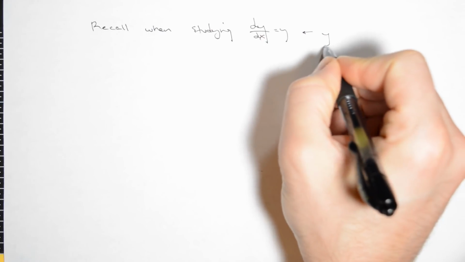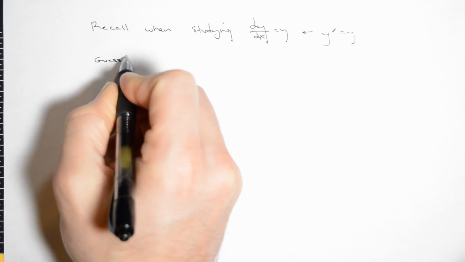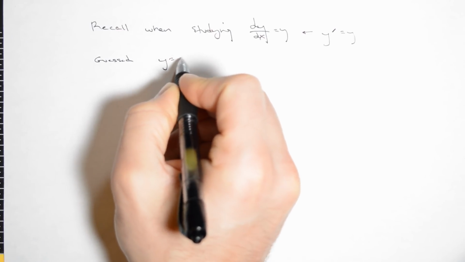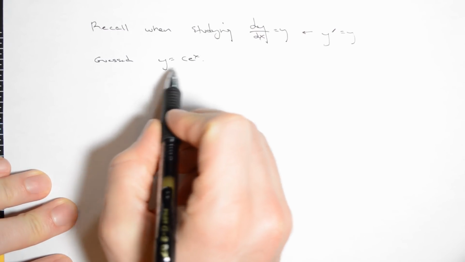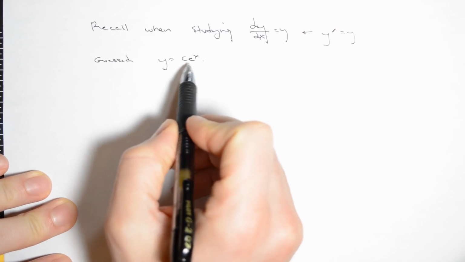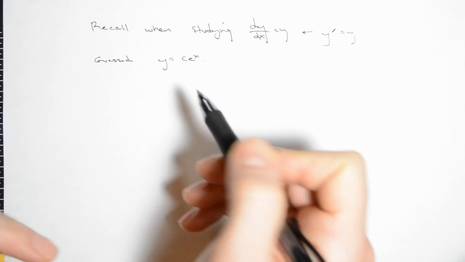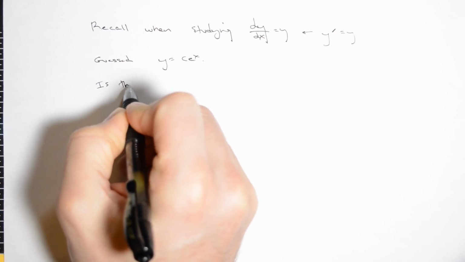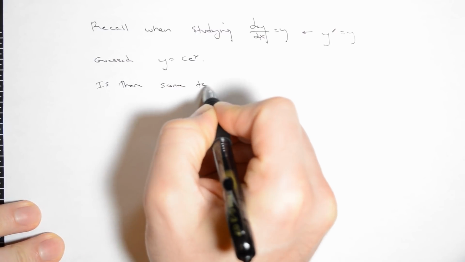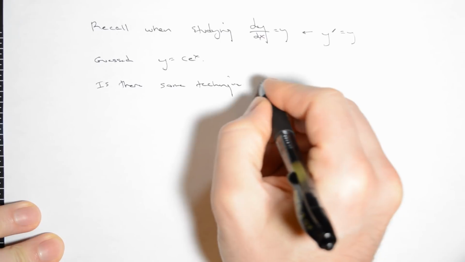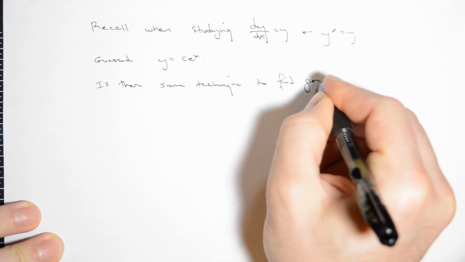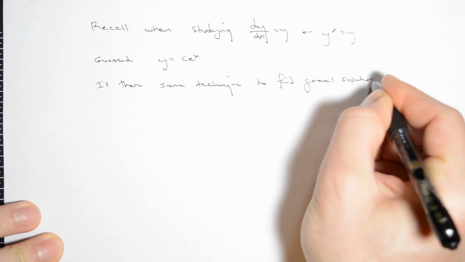Recall when studying dy/dx = y, a differential equation of the form y' = y, we initially guessed that the solution is y = c e^x. Suppose that we weren't able to just guess this general solution, c e^x. What if we had to find it? So the question is, is there a technique we can use in general to find general solutions?